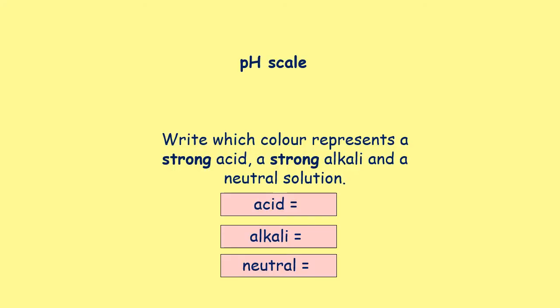So we have now got a series of colors. We've got a strong acid, and we've got a neutral solution. What we're looking for is three answers. What color is a strong acid on the pH scale? What color is a strong alkali on the pH scale? And what color is a neutral solution on the pH scale? So what color is each one of those?